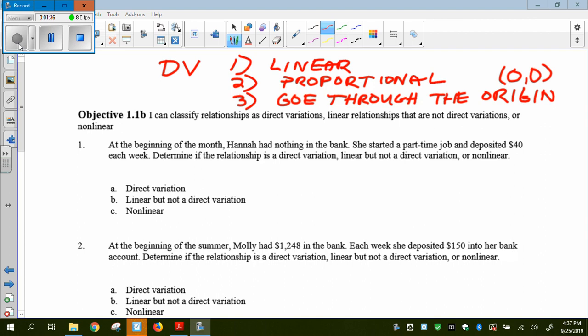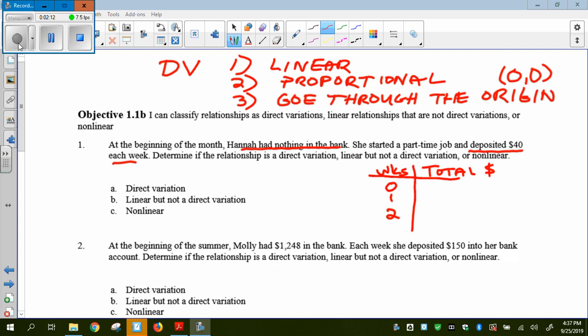Okay, so this problem says at the beginning of the month, Hannah had nothing in the bank. She started a part-time job and deposited $40 each week. We want to know if this is a direct variation, linear, but not a direct variation, or nonlinear. I like to use a table to help me figure this out. Our two variables are weeks and how much money she has in the bank. So I'll just put total, meaning total money, a little dollar sign there if you want. And I'll just do a couple weeks here just to see what's going on.